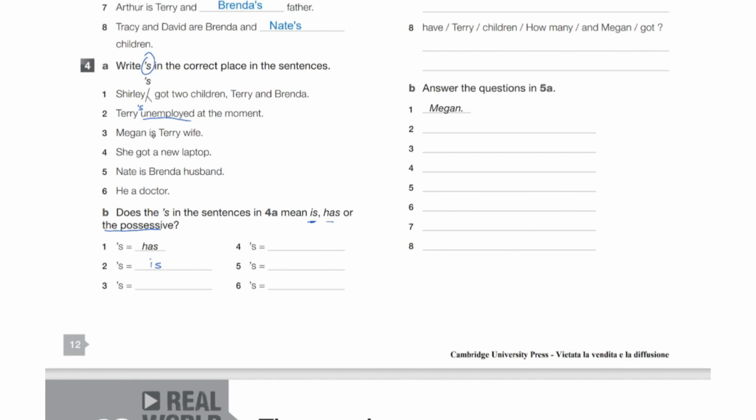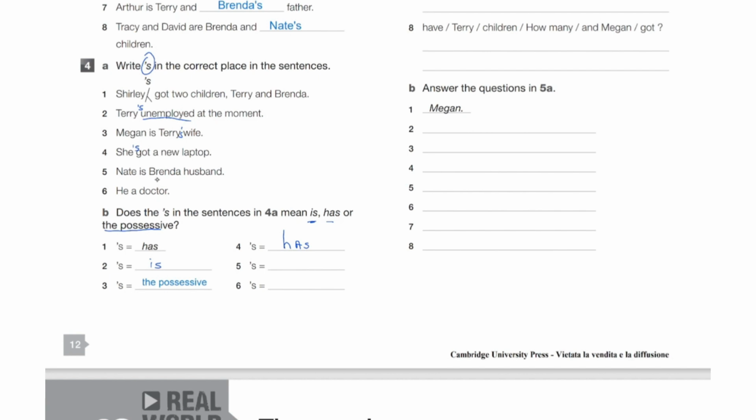Number three, Megan is Terry's wife. So here, Terry's. So this is possessive S. So we're gonna write here the possessive. Number four, she's got a new laptop. So she, apostrophe S. So number four here, it means "has". She has got a new laptop.